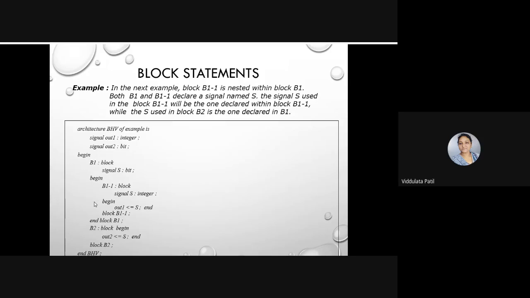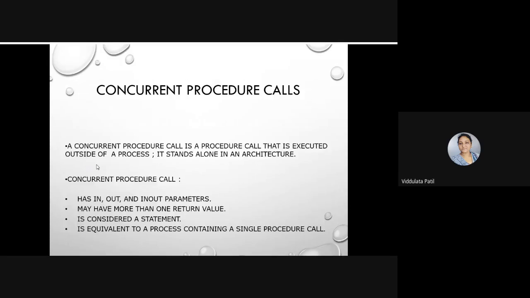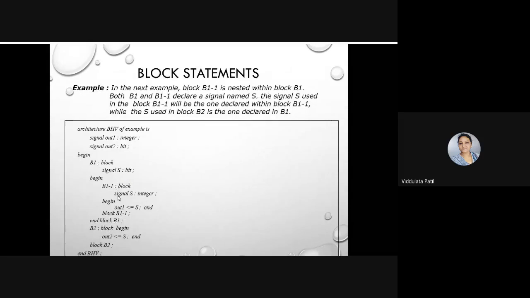So we have the behavioral type of architecture of an example. This is the entity name that is given. Now signal out1 is of an integer type, and signal out2 is of a bit type. Okay, and then the beginning of this architecture. So here we are having a block statement. Block B1 colon block that has a signal S which is of a bit type.